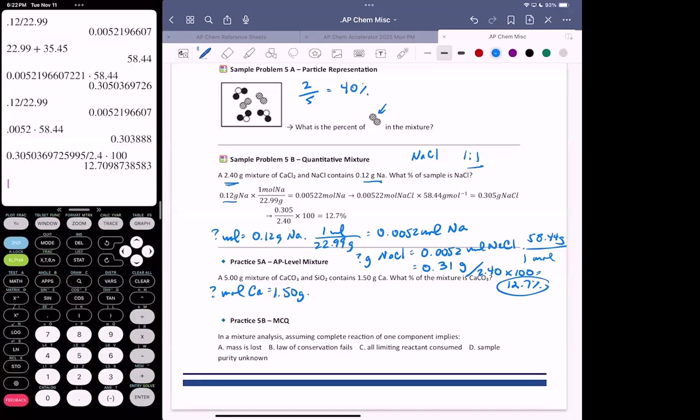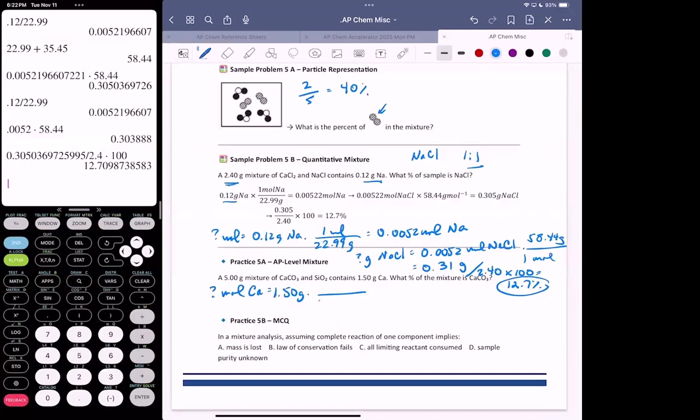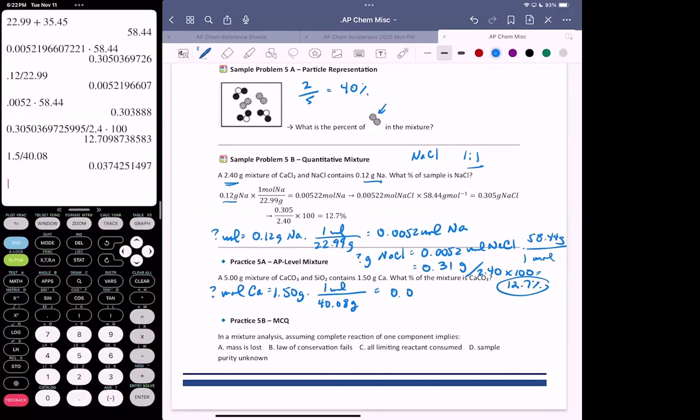The molar mass of calcium is 40.08 grams per mole. So 1.50 divided by 40.08 gives me 0.0374 moles. So how many grams of calcium carbonate, which is a 1-to-1 ratio between calcium and carbonate, is equal to that number of moles? So I'm going to multiply that by the molar mass of calcium carbonate.